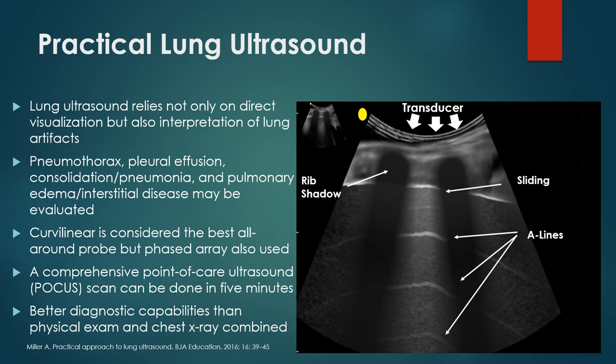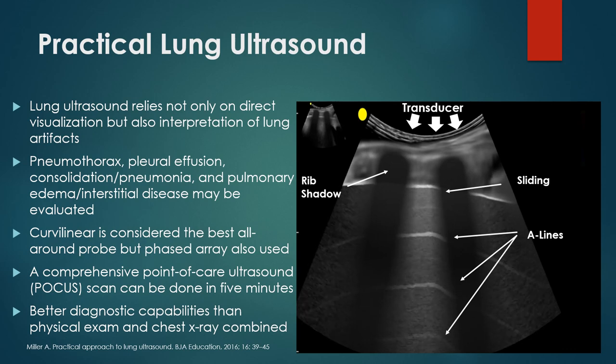Curvilinear is considered the best all-around probe, but the phased array is also used. I'm a cardiothoracic person, cardiovascular ultrasound certified, and I've been using the phased array a lot, so it's kind of hard to break the phased array habit. But the curvilinear is very useful for lung ultrasound, especially if you're doing some components of the FAST as well, the focused assessment sonography for trauma.